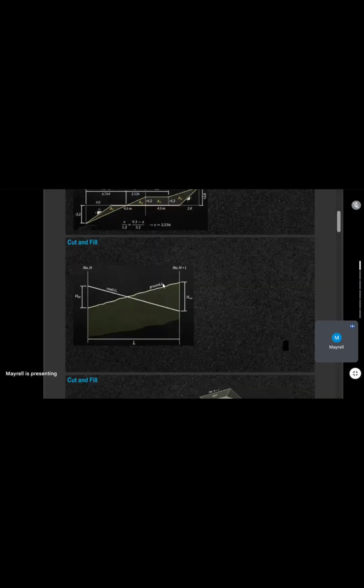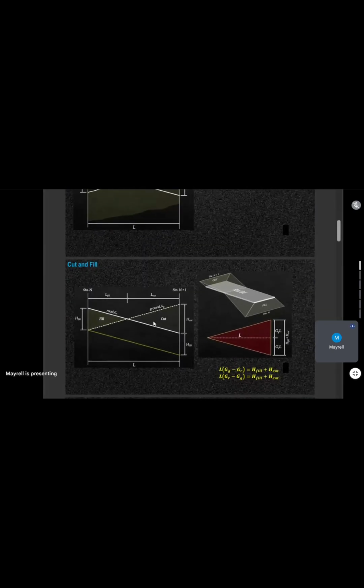G, that is the grade of the ground. So this one, and then if you are to make a road here, then you have GR, that's the grade of the road. So if you're going to make a road there, that means this part is to be filled. So H fill, that's the height to be filled. And then this part is to be cut or excavated. So this is the height to be cut.